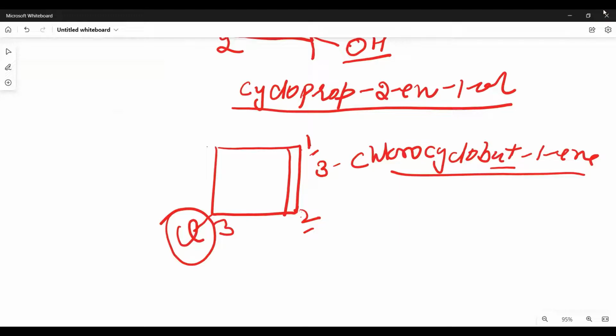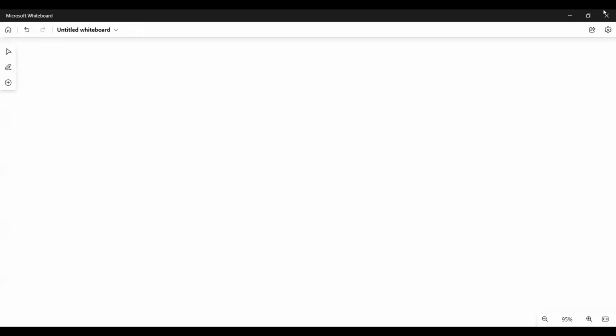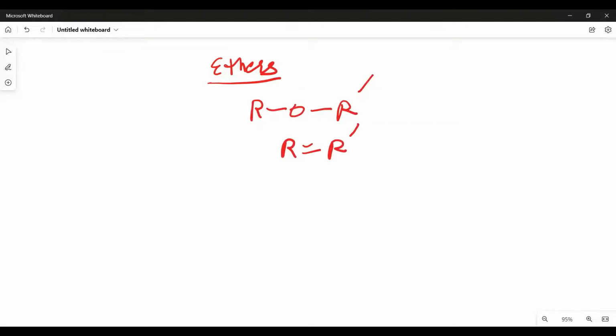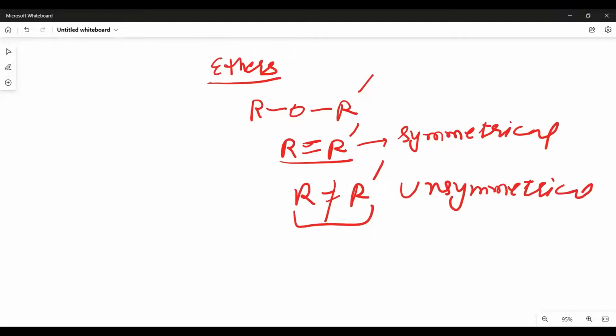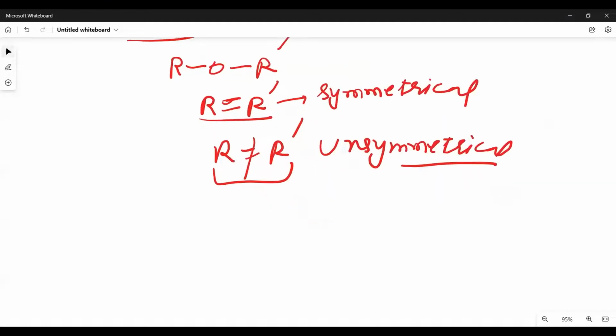Now, in that manner, you can do more and more. Now, I'm going to explain the nomenclature for the ethers. अगर हम ethers के लिए लेते हैं, ethers has the general structure this. Now, here R and R dash may be same, and R and R dash may be different. If R and R are same, these are called symmetrical ethers. Symmetrical ethers. And but obvious है, if both are different, these are called unsymmetrical ethers. Unsymmetrical ethers. So you will see the examples also.